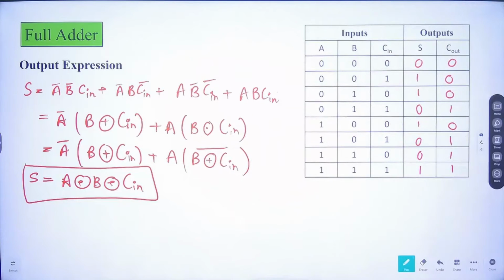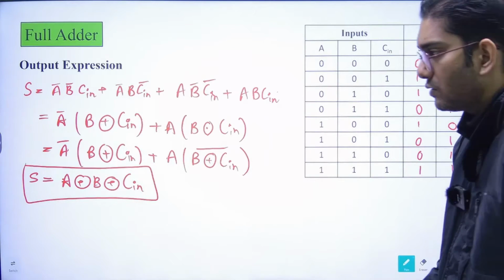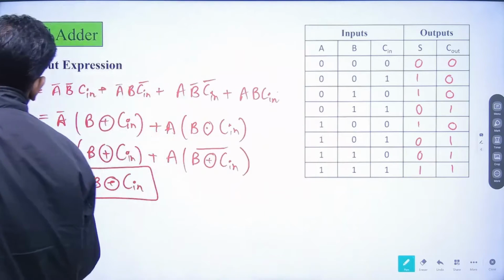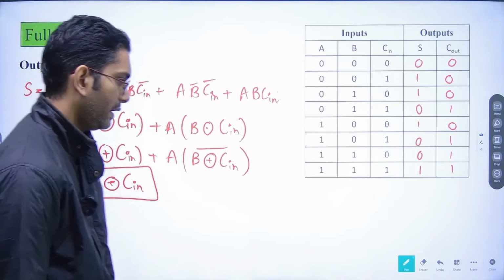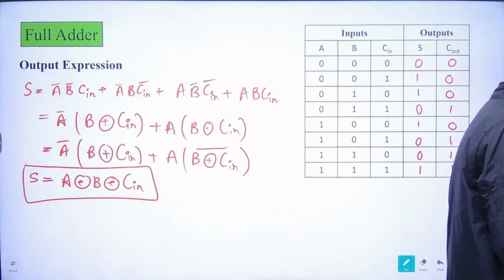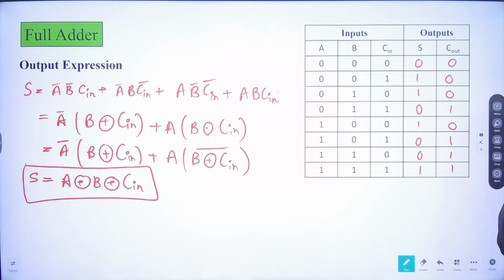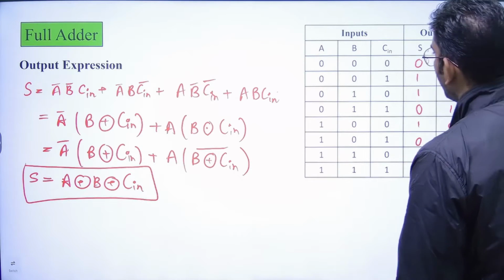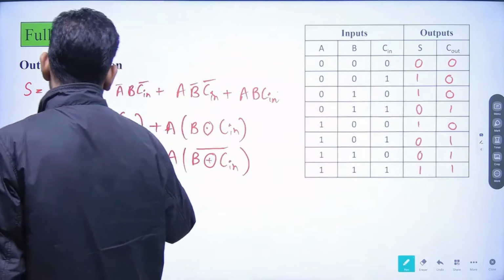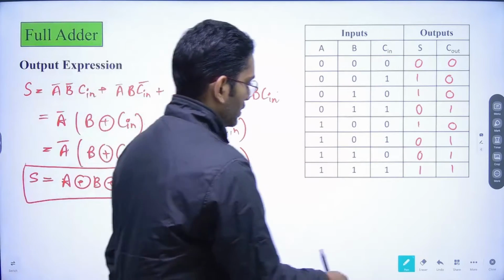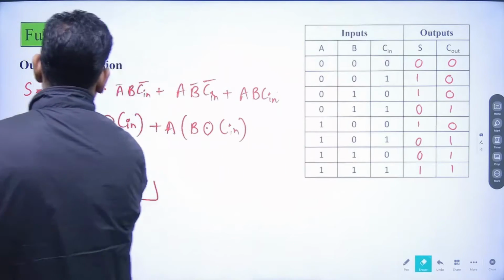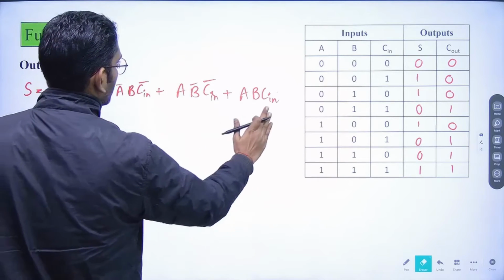If we compare it with the half adder, in the case of the half adder we got A XOR B. Now in the case of the full adder, we have got A XOR B XOR C in. Now we can also write down the output part. The output equation we can directly write down, or you can simplify the output equation using the K-map also. If you wish, we can try using the K-map.